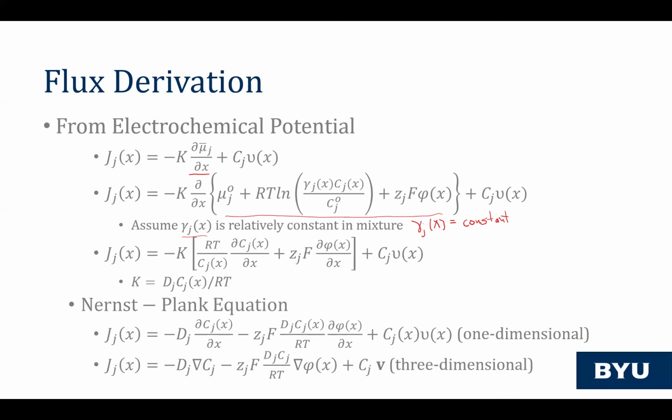And so the derivative of the natural log of our concentration with respect to x will be 1 over that concentration as a function of x times the derivative of that function with respect to x.